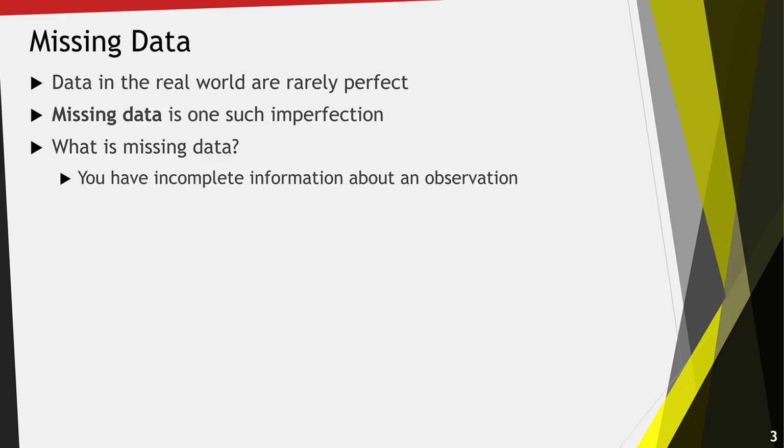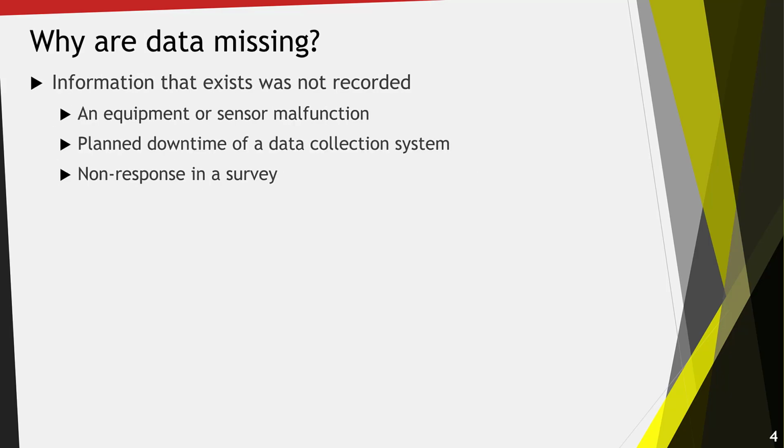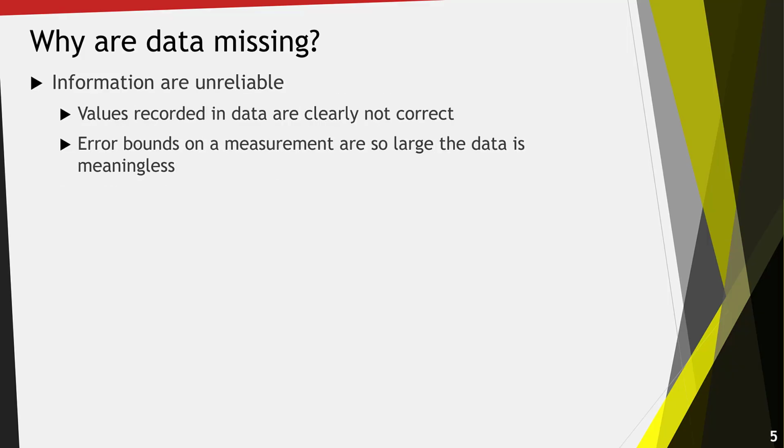Data in the real world are rarely perfect. Missing data is one such imperfection. What are missing data? It's when you have incomplete information about an observation. This incompleteness is important. Why might data be missing? It may be because the information wasn't recorded. There was an equipment or sensor malfunction, there was planned downtime of a data collection system, or maybe there was non-response in a survey. Data may also be missing because the information are unreliable.